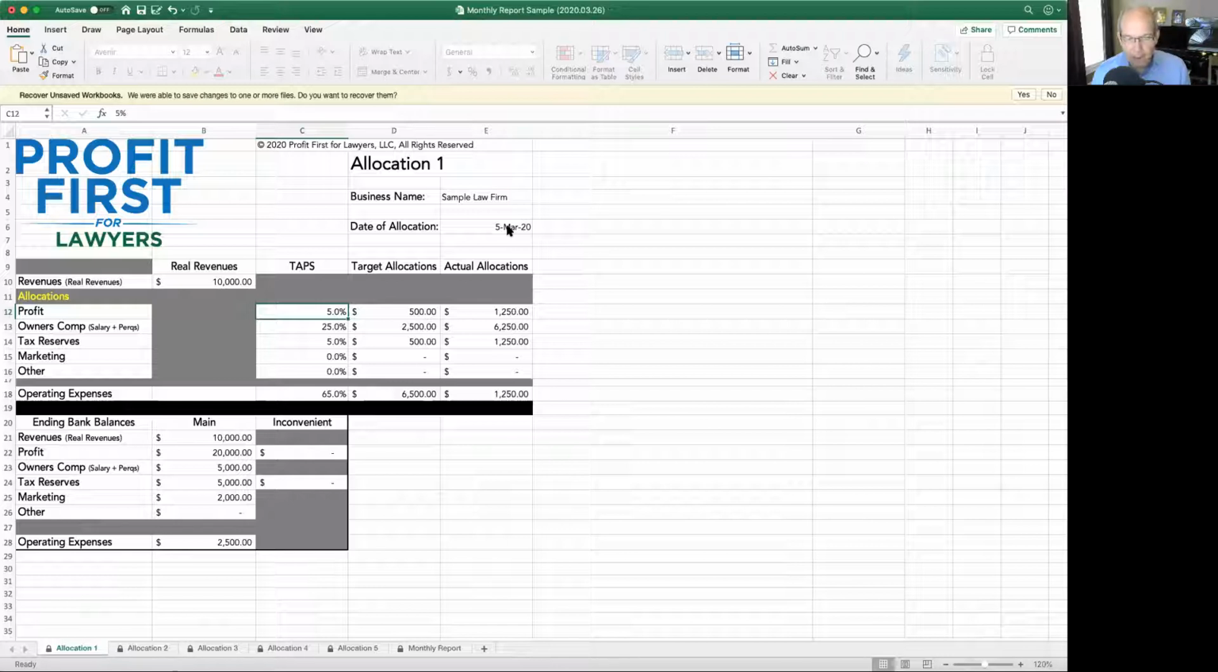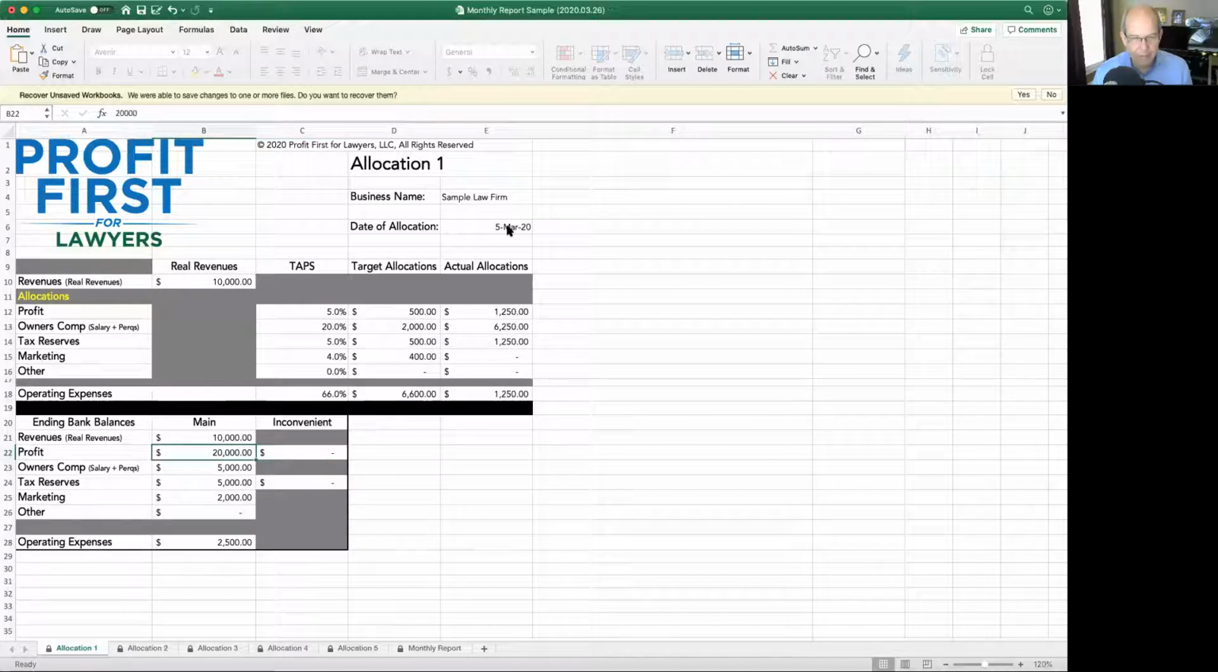Because they'll be the same throughout the quarter. But what were they? Well, let's say in this business, we had owner's comp at 20%, profits set at 5%, tax reserves at 5%, the marketing set at 4%, and we don't have another, which then makes operating expenses 66%. It has to be. Oh, by the way, here's the inconvenient account.